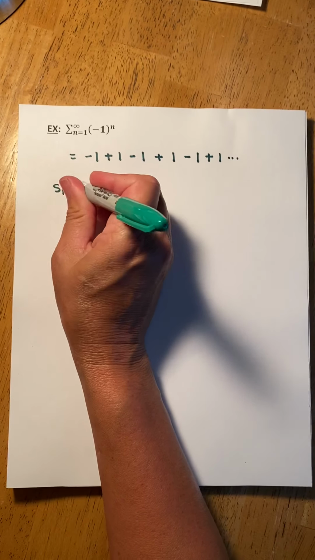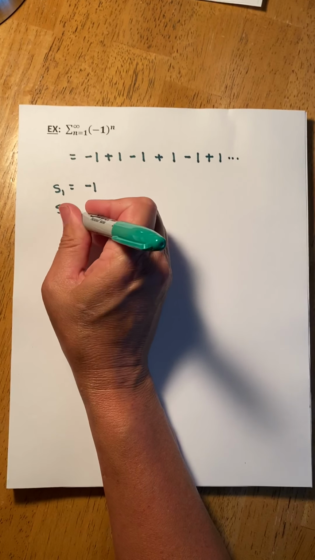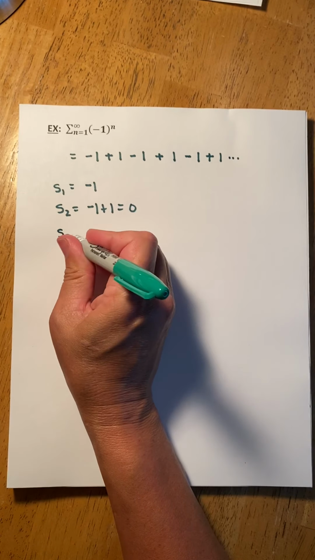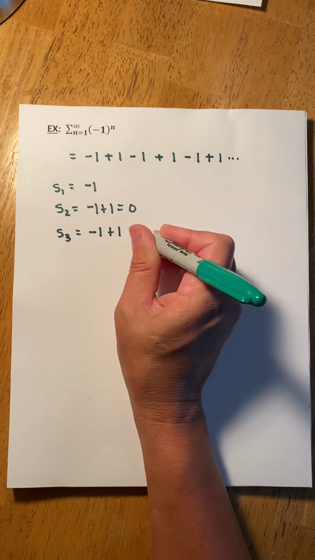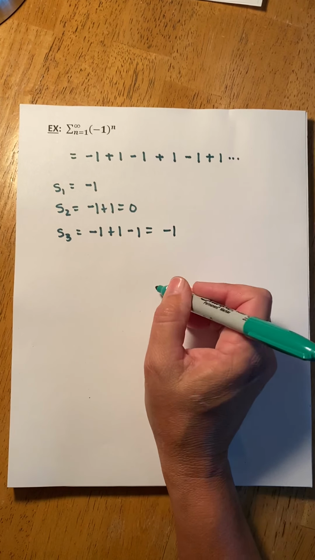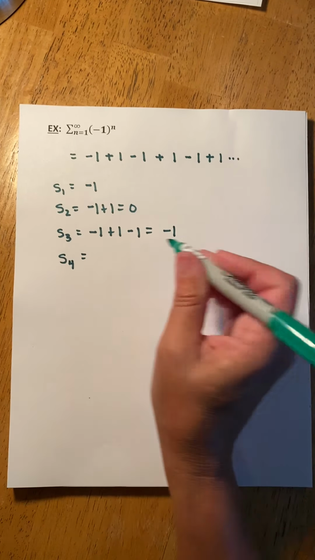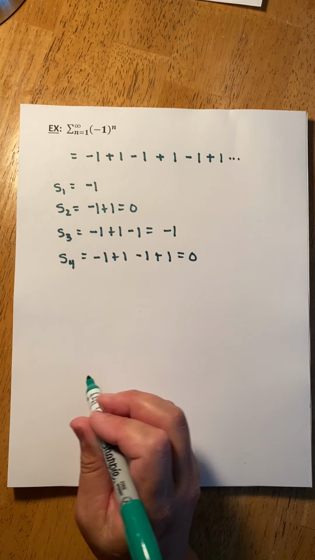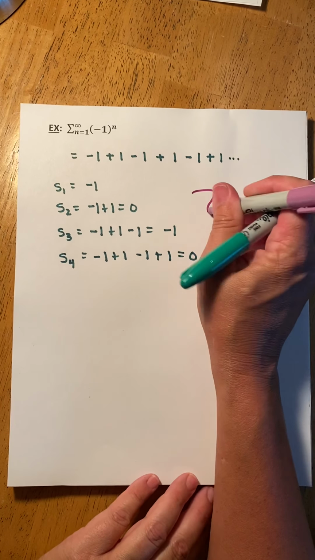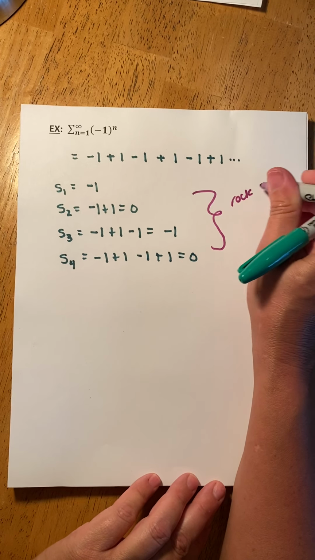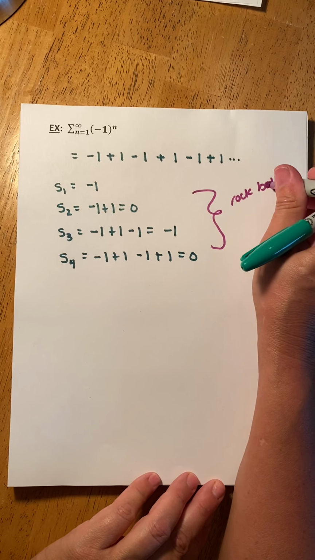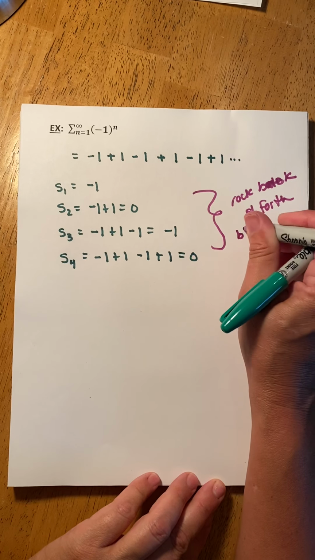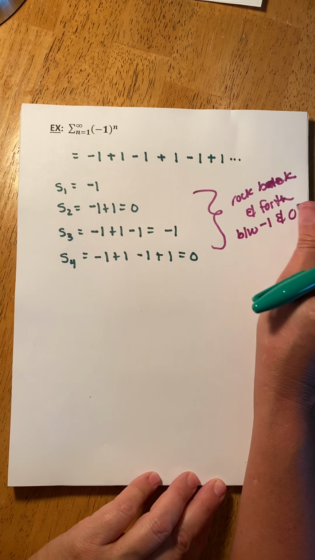So my first partial sum would be negative 1. My second partial sum would be negative 1 plus 1, which is 0. My third partial sum would be negative 1 plus 1 minus 1, which is negative 1. My fourth partial sum would be negative 1 plus 1 minus 1 plus 1, which is 0. So notice these rock back and forth between negative 1 and 0.